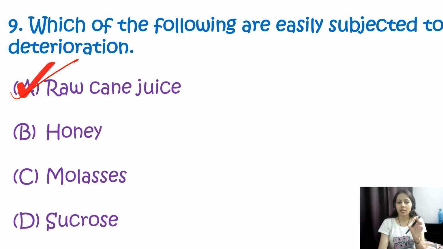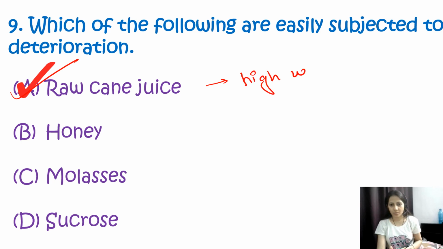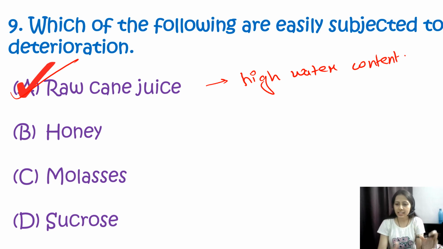Now why raw cane sugar? Actually this is highly perishable. First of all, due to high water content and due to the presence of natural sugars, it provides an excellent medium for the growth of microorganisms such as bacteria, yeasts, or molds to grow in it and to spoil this product. Even it can spoil quickly, often within an hour. So over here my correct option is A.